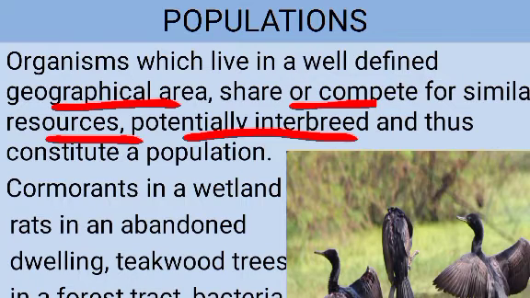So they interbreed among themselves. That means they can reproduce among themselves. So interbreed is a term which is related with the sexual reproduction. Okay, so we may think that only the organism which reproduce sexually will form a population. Then what about the asexually reproducing organism?